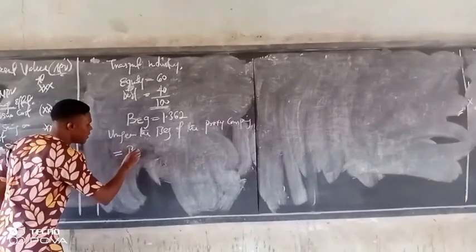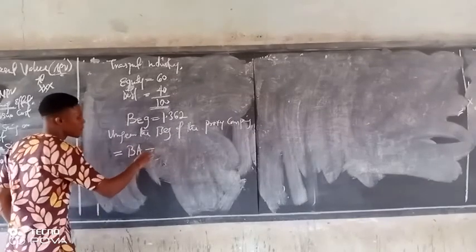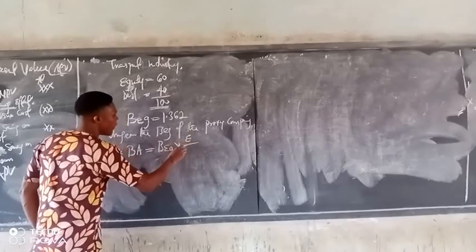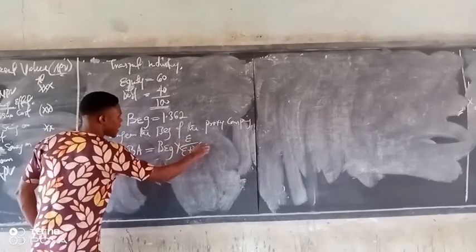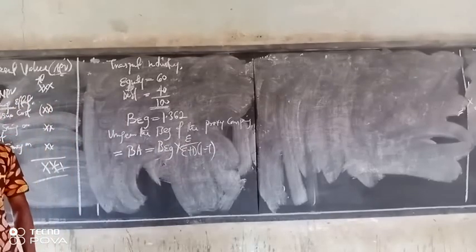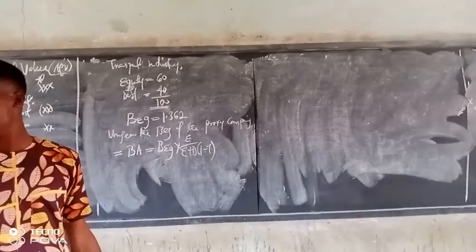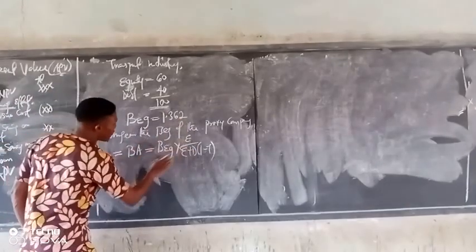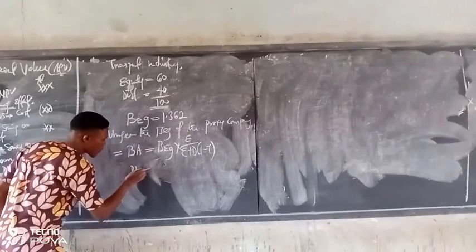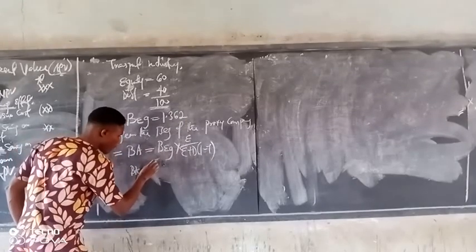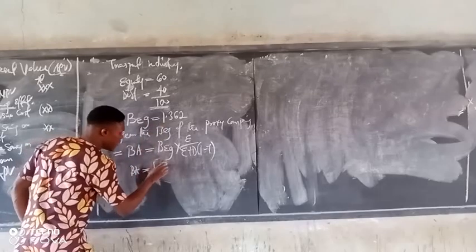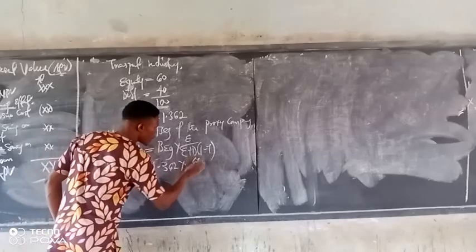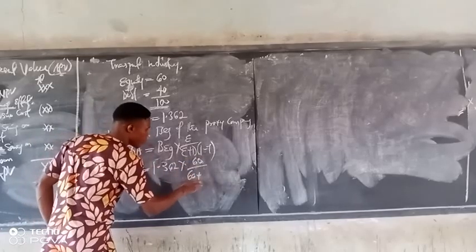So our formula again: beta asset is beta equity of the proxy company times equity over equity plus debt. We start with that. Don't forget that beta of debt is not available, because debt is risk-free. So let's now introduce our information: 1.362 times equity 60 over 60 plus 40.